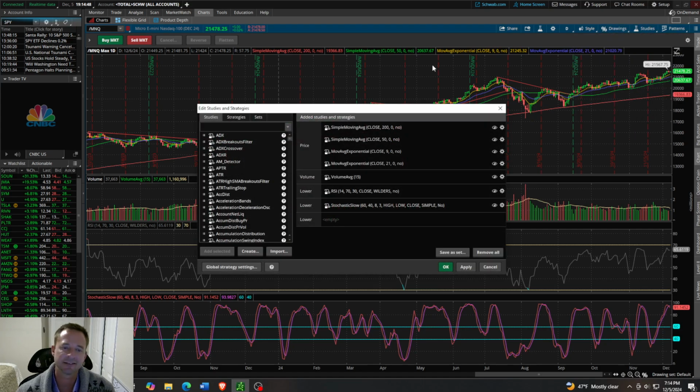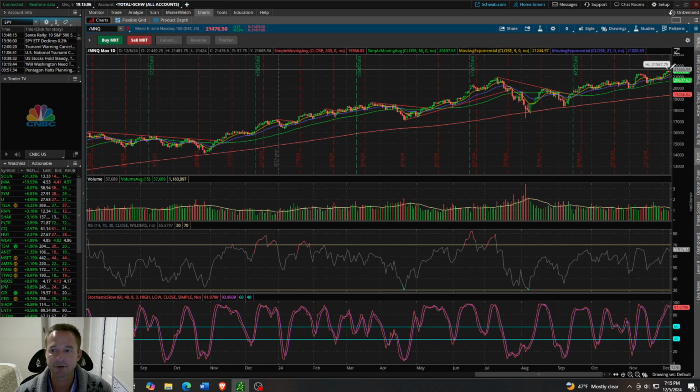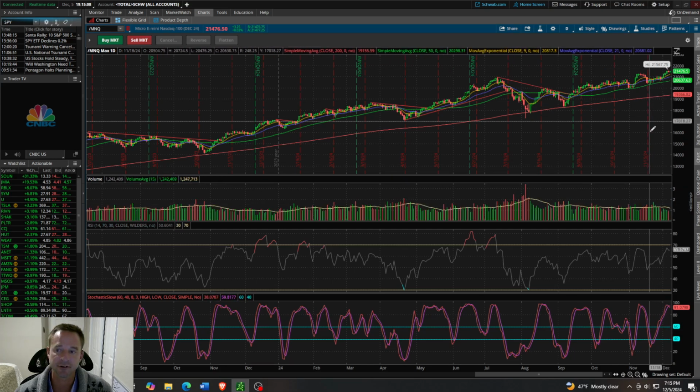Okay, now volume is going to be one of the most important things. You have to have volume on here. Immediately I'm looking at price and volume. Volume because it validates a move.